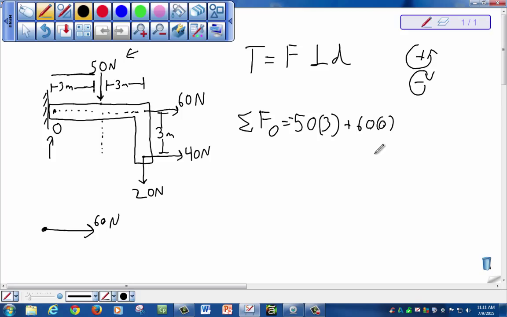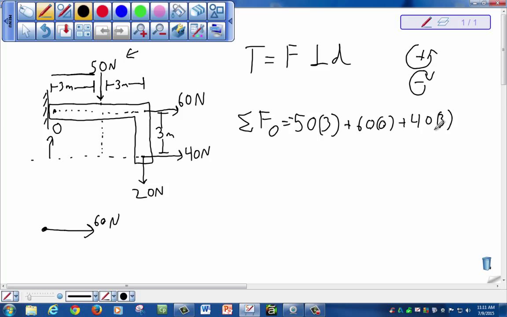And then the next force will be the 40 Newton force. Draw the line of action here. And the distance there, it's going to be 3 meters. So also if you notice that this force would rotate point O counterclockwise, so that would be positive. So we put 40 times the perpendicular distance, which in this case is 3.